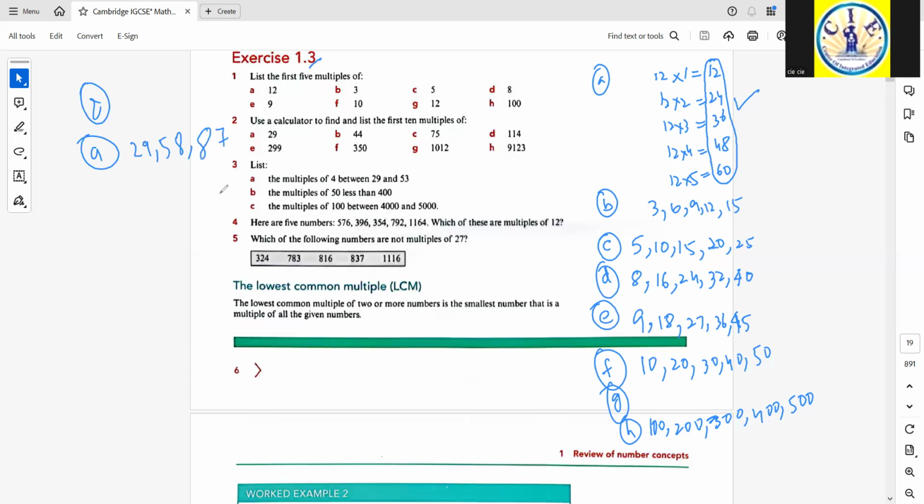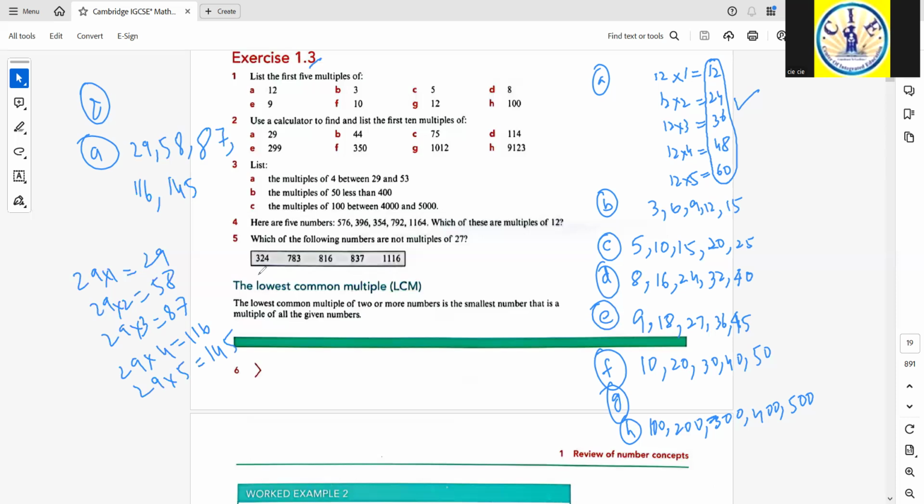Then 29 fours are 116. And then 29 fives are 145. So this is how you need to do it. Like 29 times 1, 29 times 2. Since we need to use the calculator to solve it, that would make it very simple to solve. Actually, 116 and 29, 145, and so on. In the same way, the rest of the parts can be done.